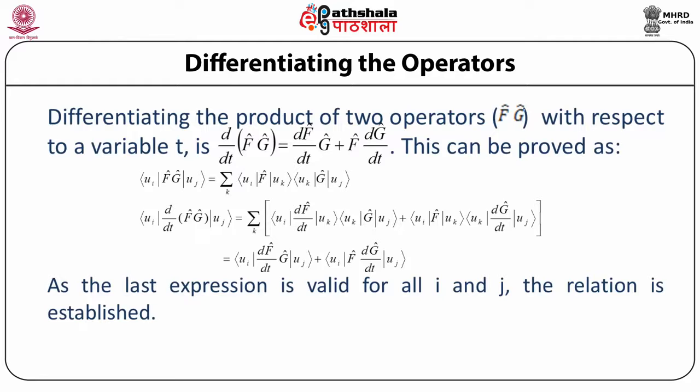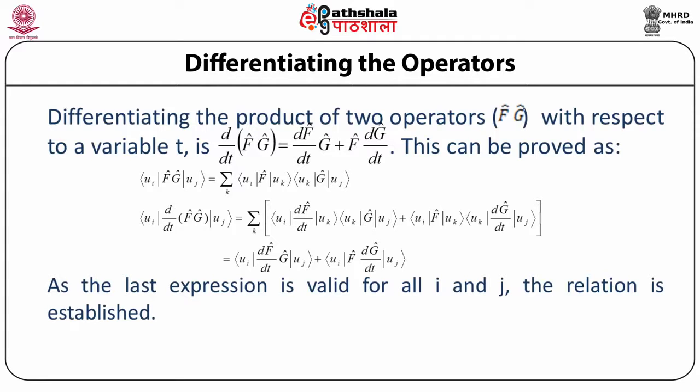In order to prove this relation, let us consider two vectors ui and uj and then write the following equation. Bra vector ui operator f operator g ket vector uj is equal to summation over k bra vector ui operator f ket vector uk bra vector uk operator g ket vector uj.